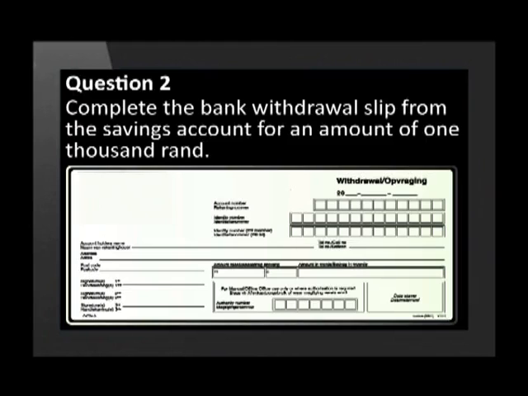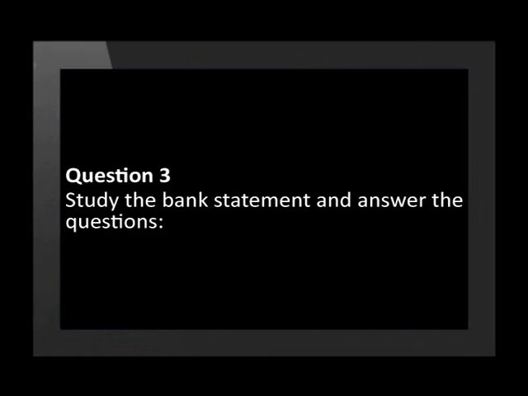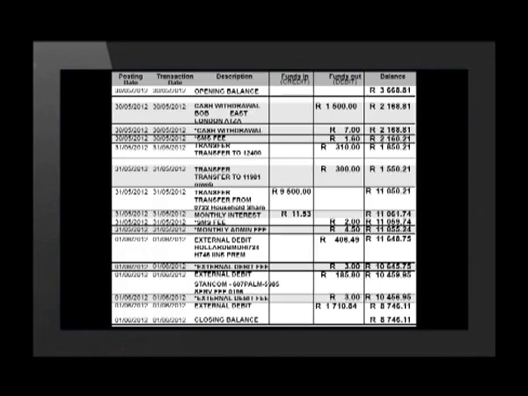Complete the bank withdrawal slip from the savings account for an amount of 1,000 Rand. Study the bank statement and answer the questions. What is the opening balance? What is the administration fee on the account? What is the total of the deposits made into this account?